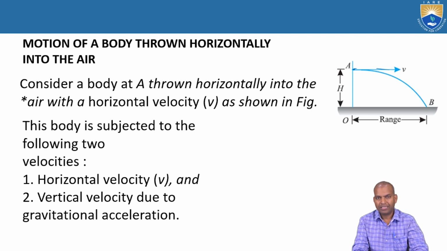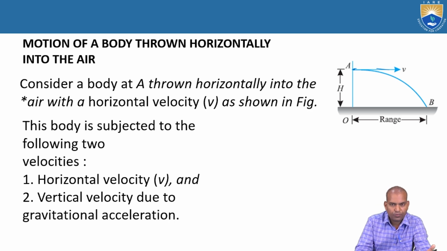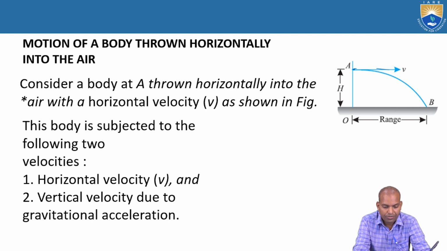What will happen when the gravitational force reaches the maximum, such that the force created by air resistance will be neglected? That means only one force is considered here, that is the gravitational acceleration force. Now, what will happen to the motion of a body thrown horizontally into the air?